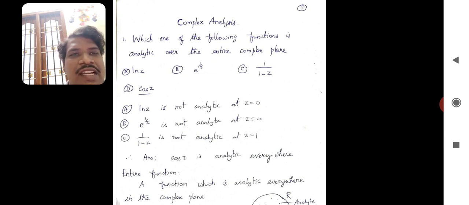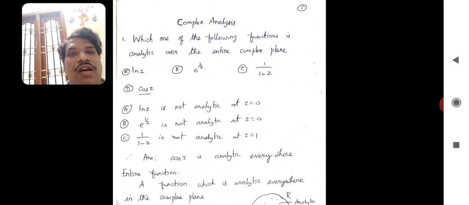This is a multiple choice question which carries 1 mark, and we have 4 choices. Choice A, log z. Choice B, e power 1 by z. Choice C, 1 by 1 minus z. And choice D, cos z.